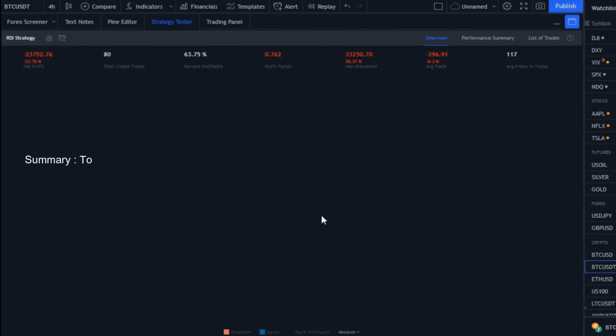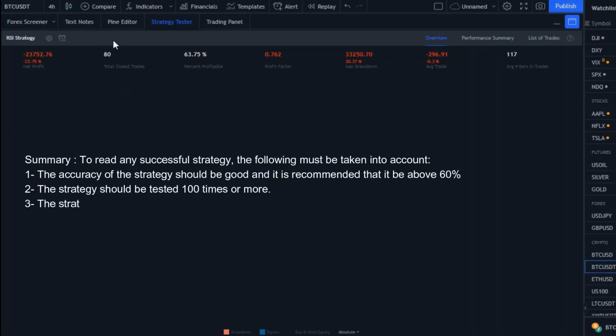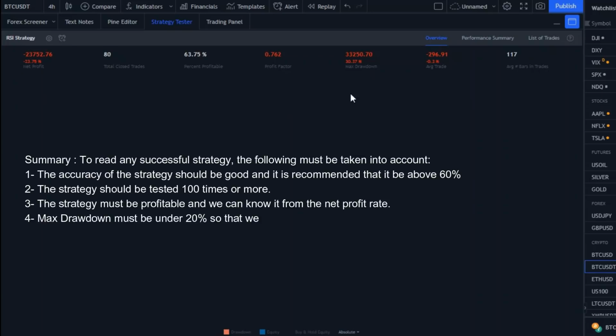To read any successful strategy, the following must be taken into account. 1. The accuracy of the strategy should be good, and it is recommended that it be above 60%. 2. The strategy should be tested about 100 times or more. 3. The strategy must be profitable, and we can know it from the net profit rate. 4. The max drawdown must be under 20% so that we know that this strategy can deal with sudden market fluctuations.